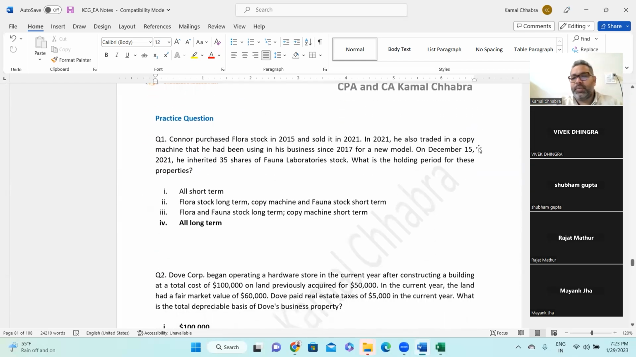Okay, so now let's do some practice questions. C purchased F stock in 2015 and sold it in 2021. So is it short term or long term?